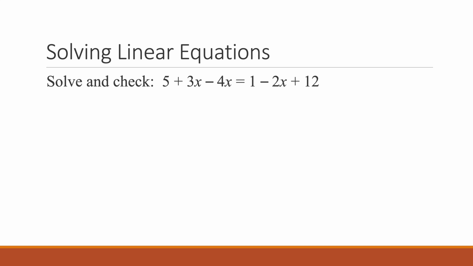Okay, so I want to get my variables together on the left. I want to get my numbers together on the right. Same side, same operation. If I do that, I get 5 minus 1x equals 13, because 12 and 1 make 13, minus 2x. So again, start with the smaller number of x's. In this case, the smallest number of x's is negative 2x. So I add 2x to both sides, and I get 5 plus x is 13. Then I subtract 5 from both sides, and I get x is equal to 8.